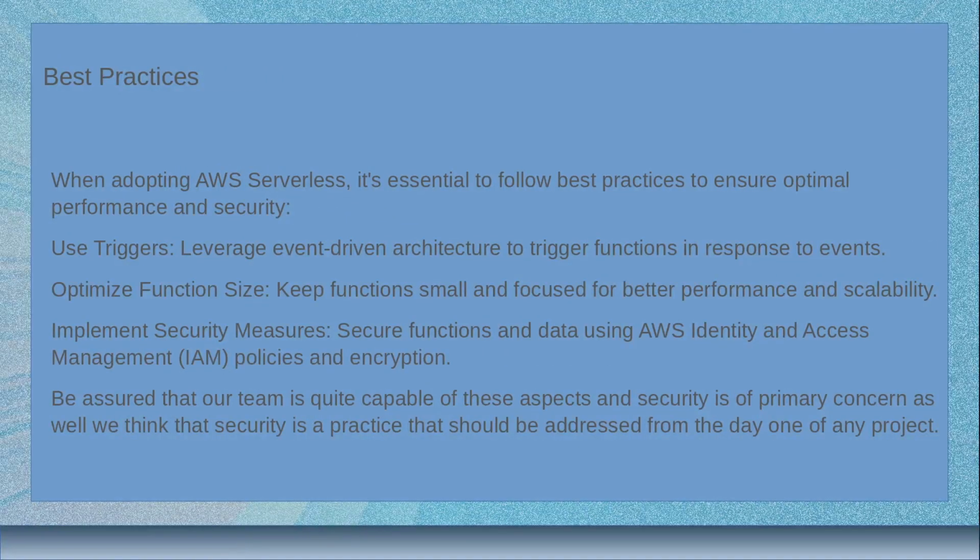There are some best practices, which I assure that our team will be utilizing and strictly following. When adopting AWS serverless, it's essential to follow best practices to ensure optimal performance and security. Use triggers: leverage event-driven architecture to trigger functions in response to events. Optimize function size: keep functions small and focused for better performance and scalability. Implement security measures: secure functions and data using AWS Identity and Access Management (IAM) policies and encryption. Be assured that our team is quite capable of these aspects, and security is a primary concern as well. We think that security is a practice that should be addressed from the day one of any project.